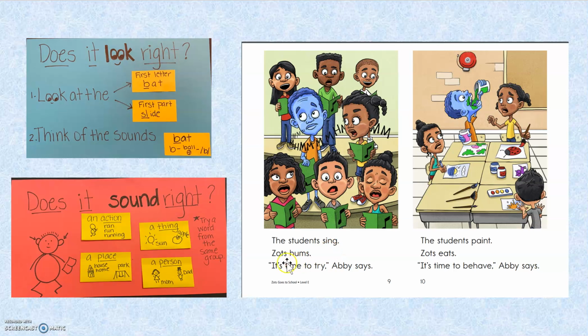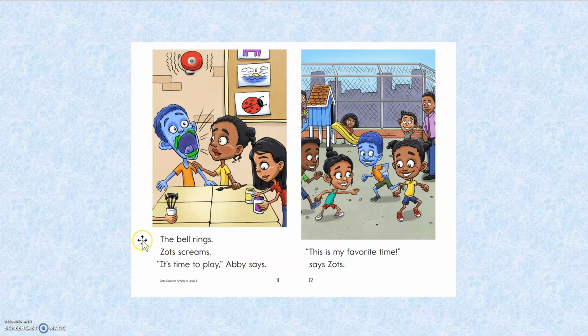The students sing, Zots hums. It's time to try, Abby says. The students paint, Zots eats. It's time to behave, Abby says. The bell rings. Zots, here's that word again, screams. It's time to play, Abby says. This is my favorite time, says Zots.